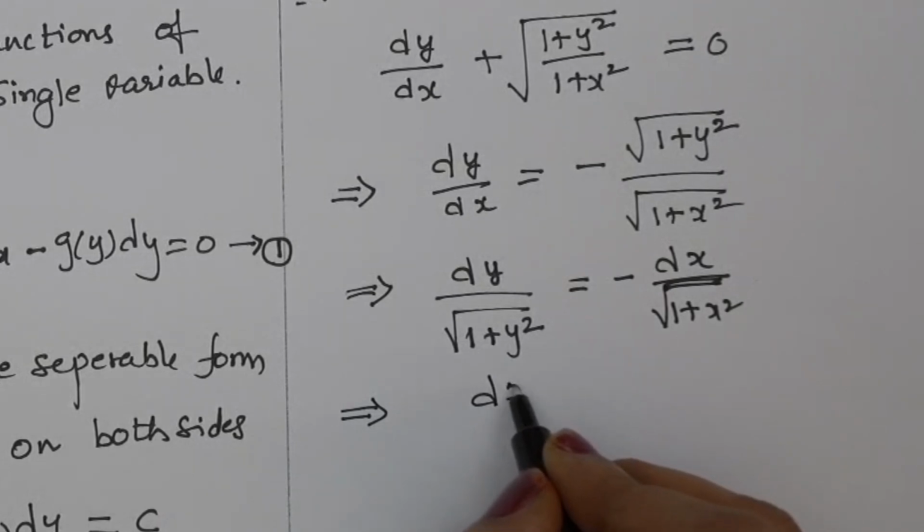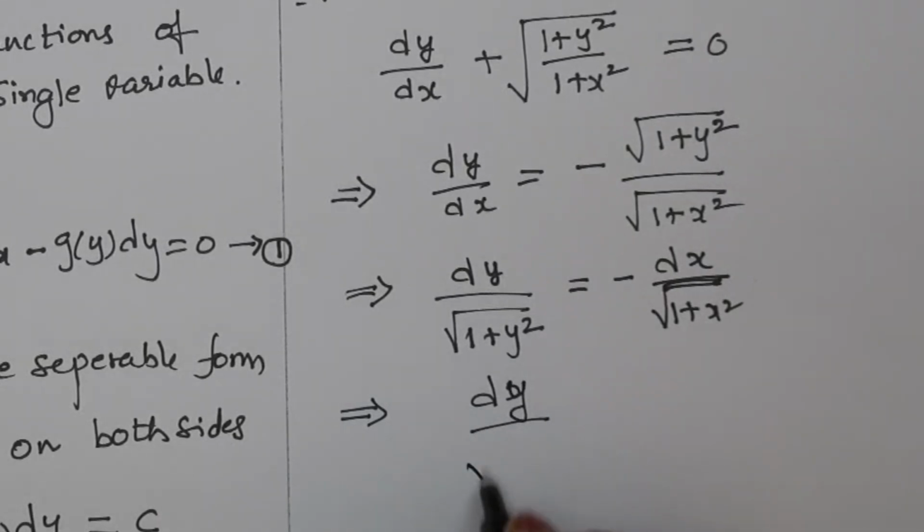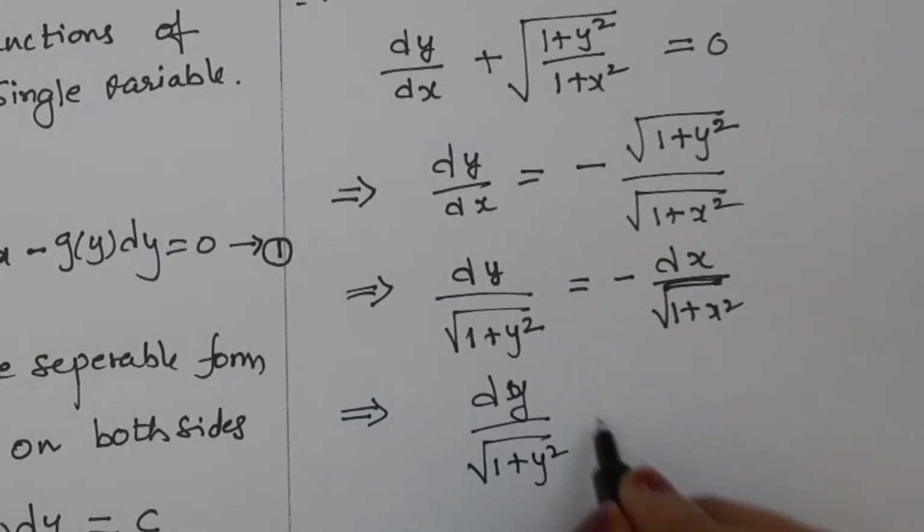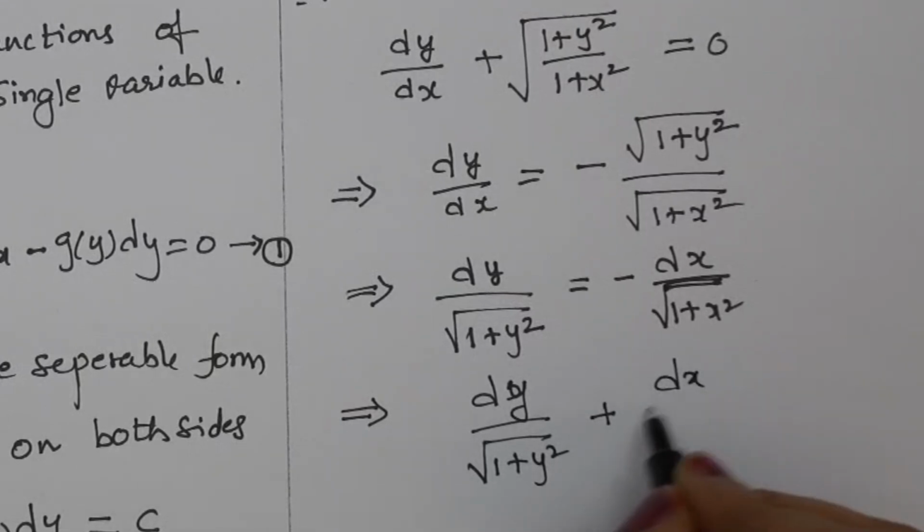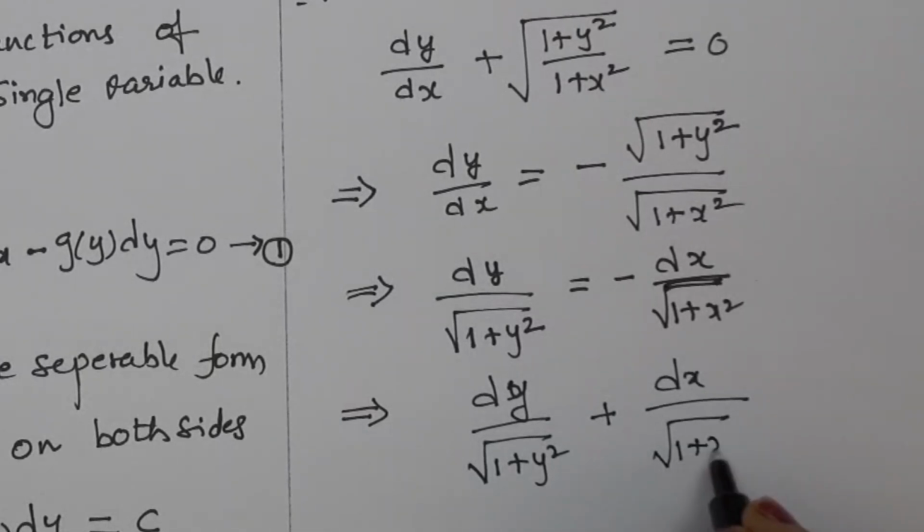This can be written as dy by root of 1 plus y square plus dx by root of 1 plus x square equal to 0.